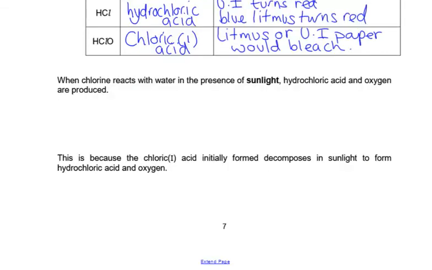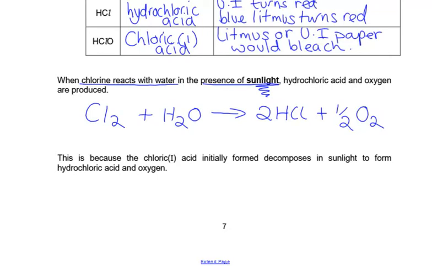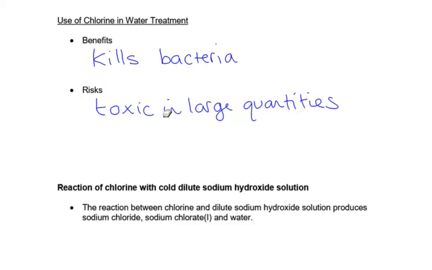When chlorine reacts with water in the presence of sunlight, you need sunlight, then it turns into hydrochloric acid and oxygen. That's because the original reaction occurs, but the HClO formed, the chloric acid formed, then decays in the sunlight to form oxygen and hydrochloric acid. So chlorine is used in water treatment because it has the benefit of killing bacteria. Obviously if you use too large quantities it can be toxic.